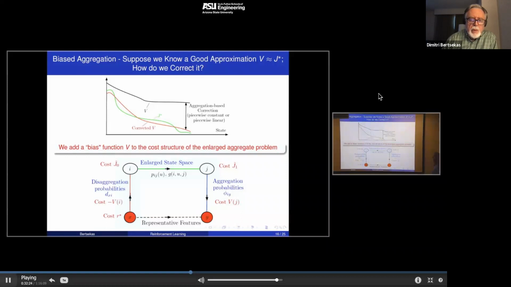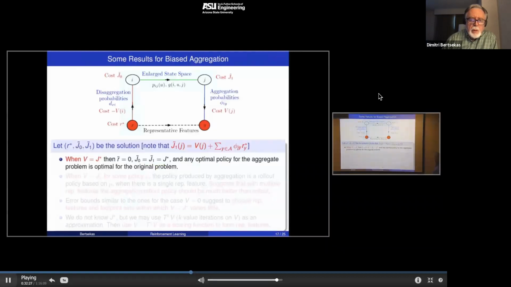And given this V, and given this aggregate framework, including the enlarged state space but just a different cost structure, you will have three Bellman equations giving you R star, J tilde 0 and J tilde 1. And note that because of the presence of V, J tilde 1 is going to be V plus a correction, okay? This is the correction that we add to V in order to get an approximation to J star.